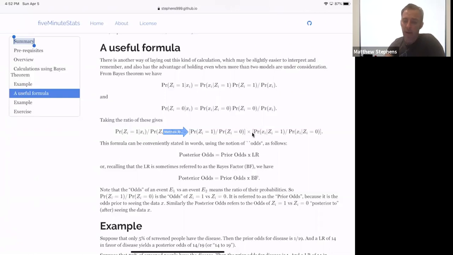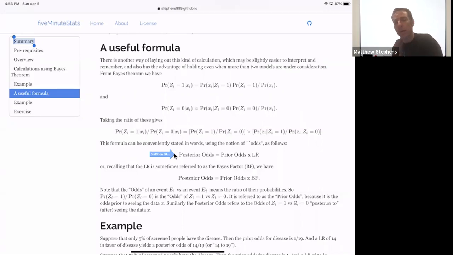And then this final expression here, which is the probability of x given z equals 1 divided by the probability of x given z equals 0, that's the likelihood ratio that we've already seen. So that's what gives you this idea: posterior odds equals prior odds times likelihood ratio. And the nice thing about this expression is it very succinctly and explicitly shows you how both the likelihood ratio and the prior odds combine to give you your posterior odds.